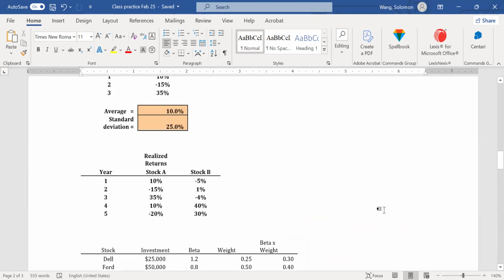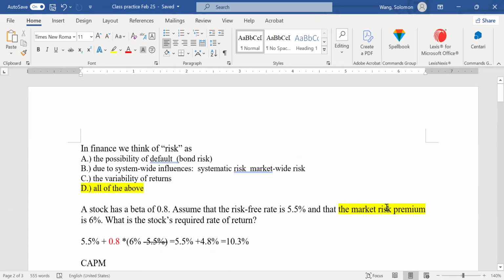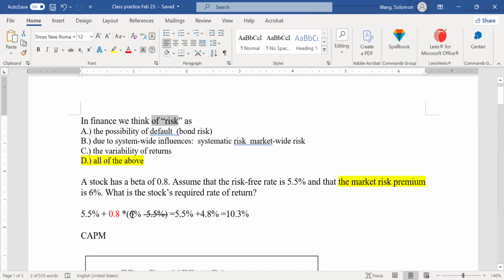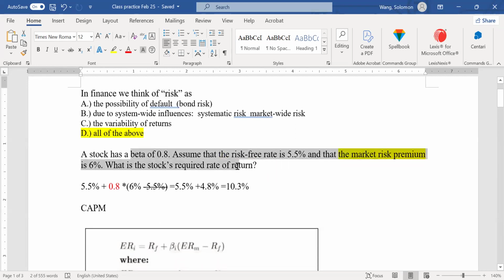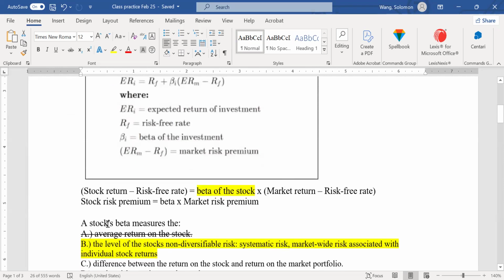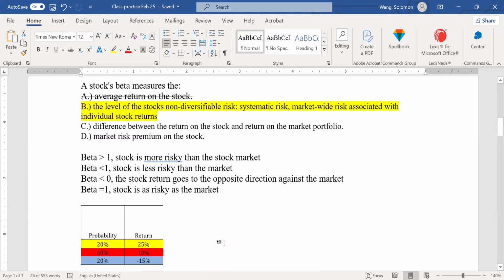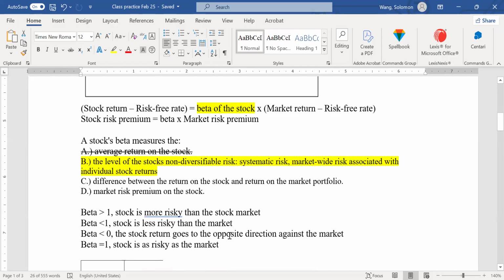I will post this as well as the Excel file on Canvas. It's pretty important for you to understand the concept of risk, and how to calculate the stock return based on the CAPM model. These are the given numbers, and you should know the beta cannot be diversified away by smart portfolio combination, like changing the weights, 36%, 64%. That can diversify away some risk, but the beta risk is associated with the market. It cannot be diversified away because everybody is in the market.